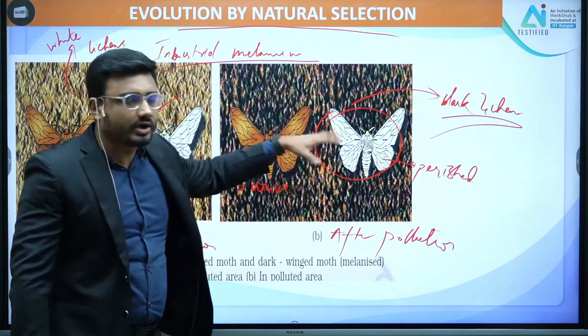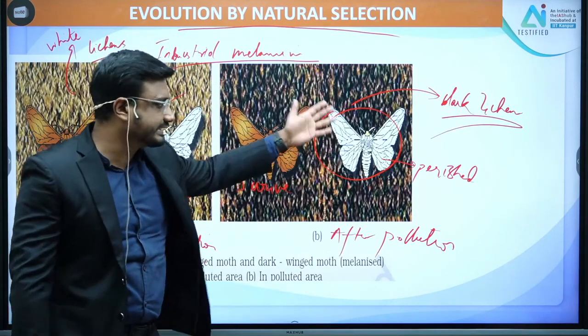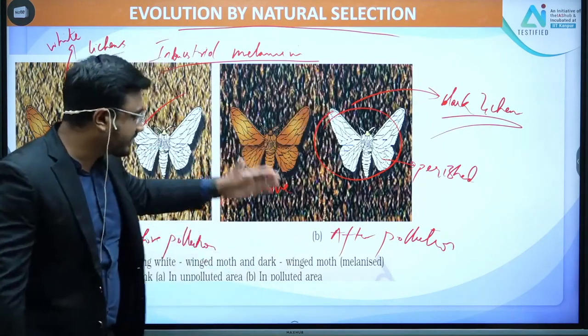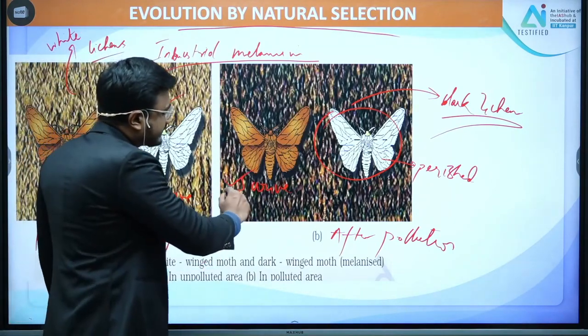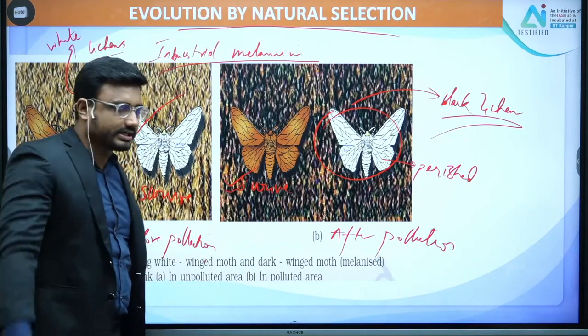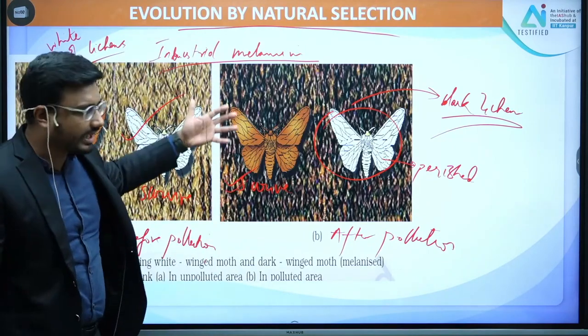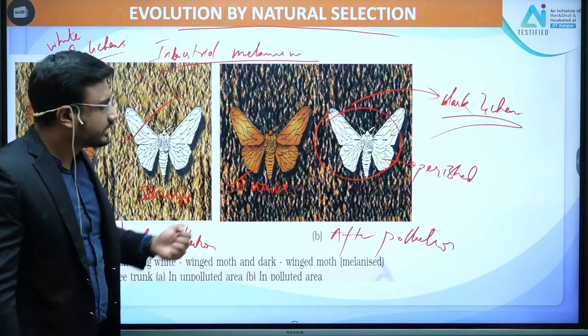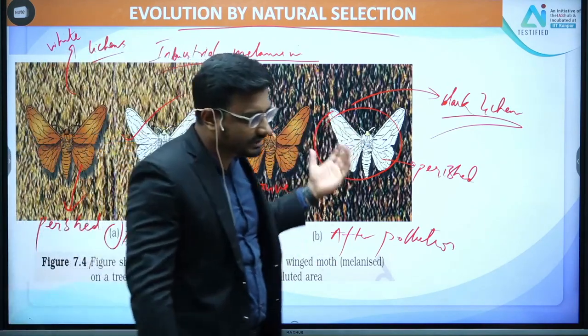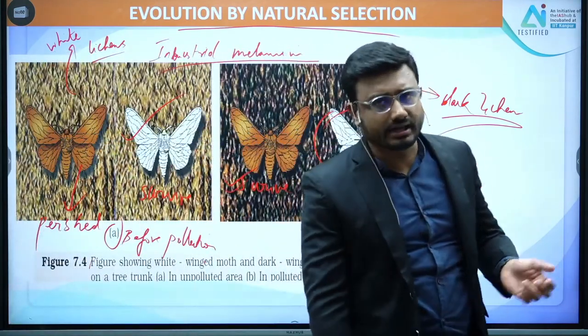The white colored moths perished because they were easily seen by the predators. So after the pollution, the dark colored moths were able to survive and thus better adapted to the environmental conditions, and they survived because of the natural selection process. The white colored moths perished because they were easily seen against the dark colored background.